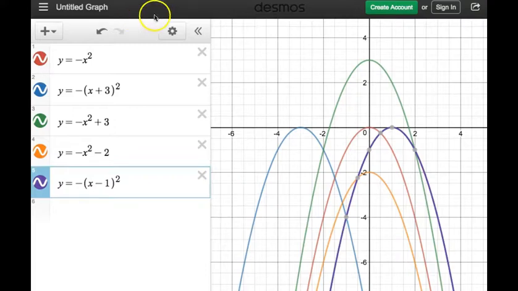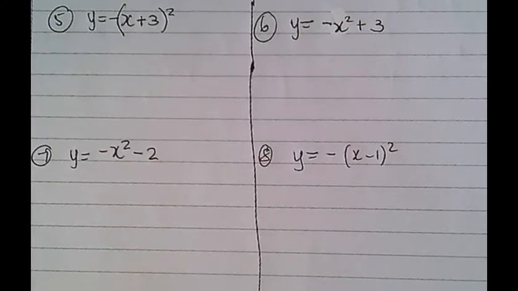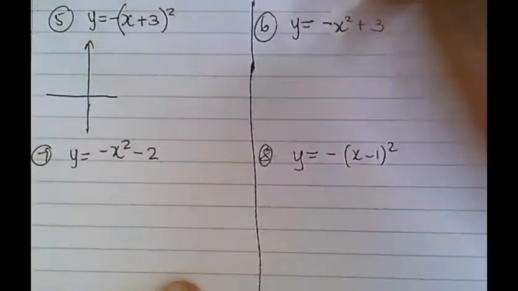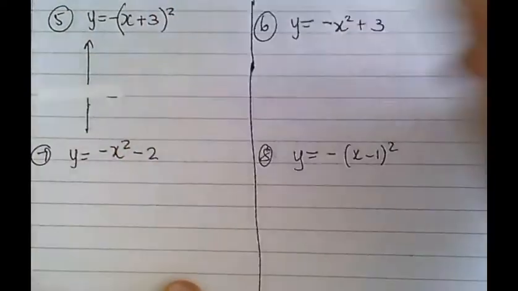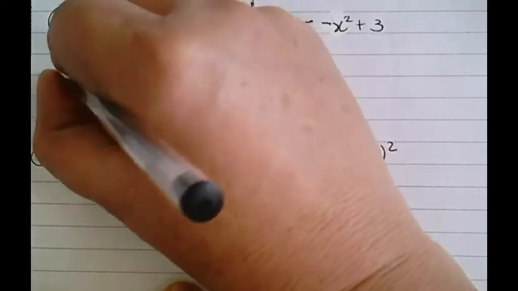All good? So we look at graph 5, we say concave down, shifted to the left or the right. Shifted to the left 3 units, but it's concave down. Shouldn't have drawn it that high. Up here somewhere. Shifted to negative 3.